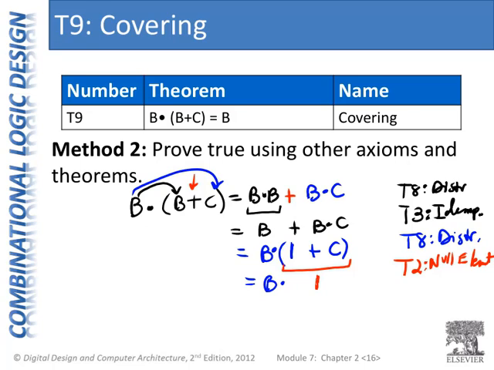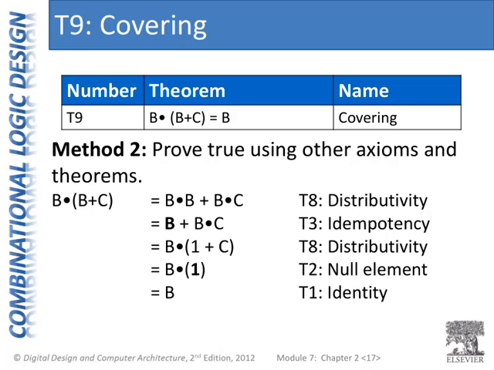And now we can use the identity theorem, where we have some term and 1, and we're just going to get back that same term, in this case, B. So we're going to use identity here to get equals just B. So again, here written nicely, are the same steps that we just did, where we showed that, in fact, we can start with this left-hand term, and using other axioms and theorems, we can make it look exactly like the right-hand term and show that those two expressions are equivalent.